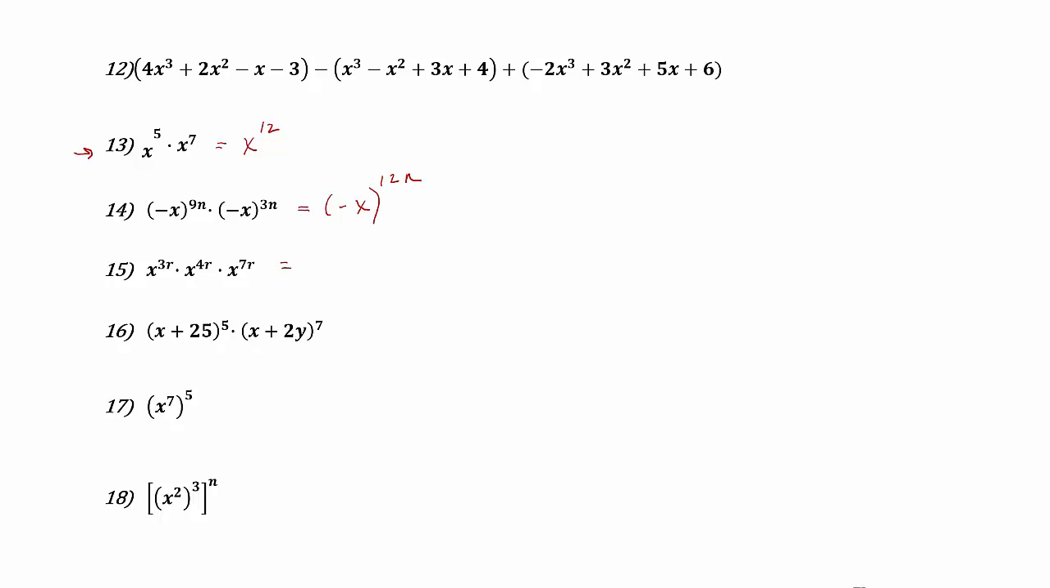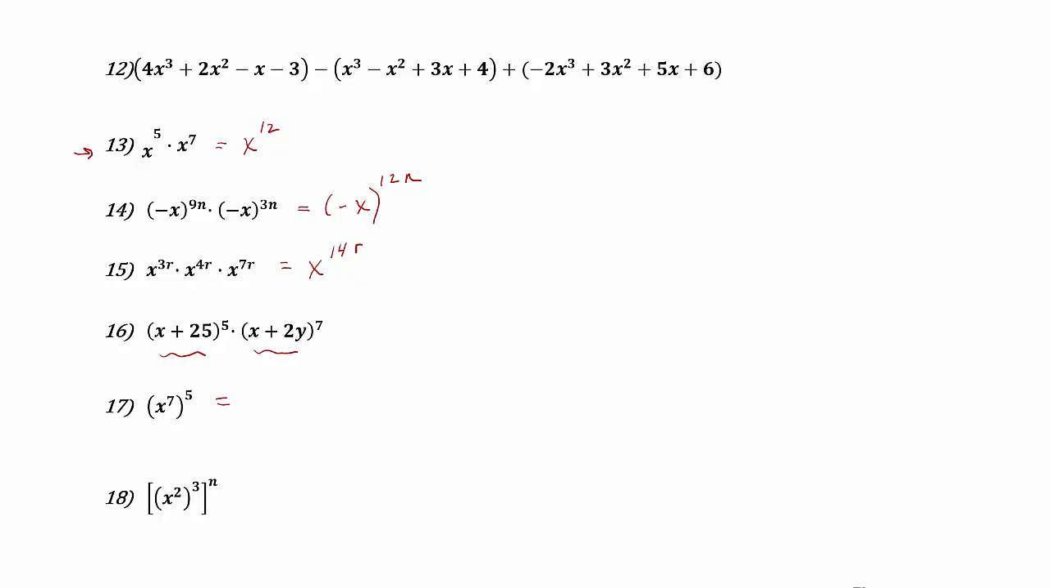Here we're multiplying, and our bases are the same. So we add our exponents. 3r plus 4r plus 7r is just like 3 bananas plus 4 bananas plus 7 bananas is 7 plus 7 is 14. This next one, our bases are not the same, so we can't do anything there. We just leave it just as it is.